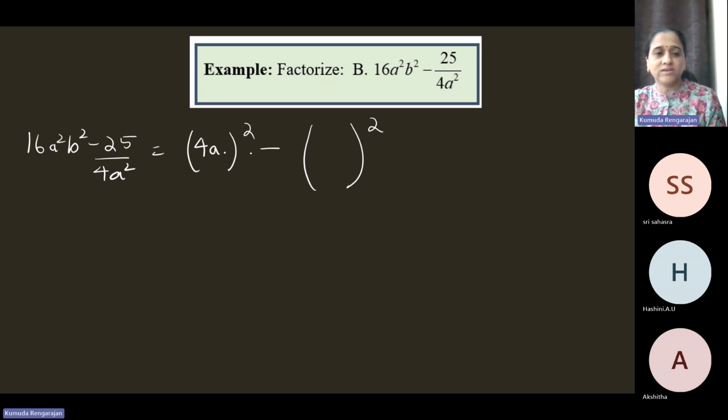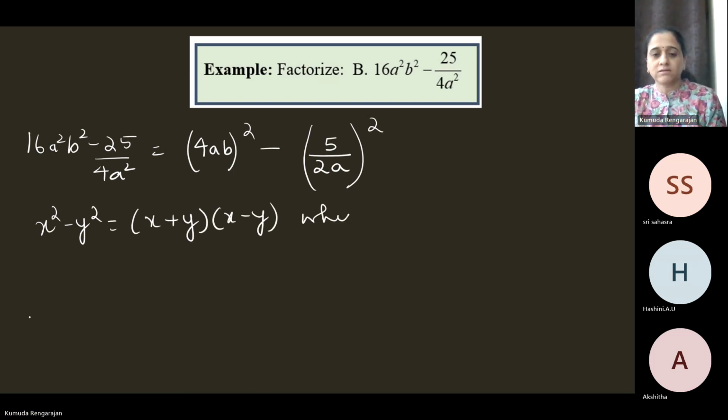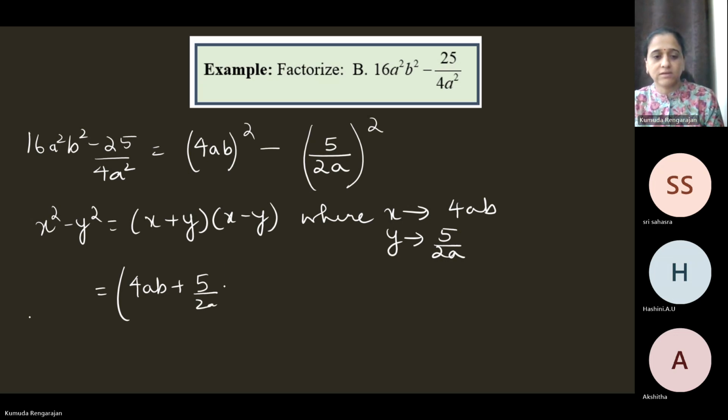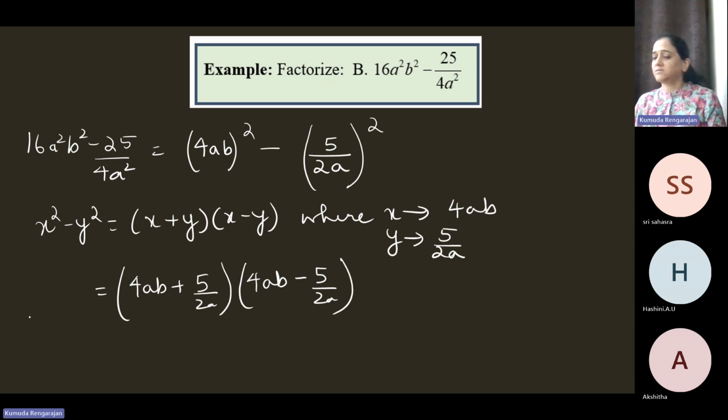4 4s are 16, a into a is a squared, b into b is b squared, minus 5 squared is 25 by 2 into 2 is 4, a into a is a squared, is equal to, now this is of the form x squared minus y squared, which should be written as x plus y into x minus y, where x is 4ab and y is 5 by 2a. So x plus y into x minus y. All right?